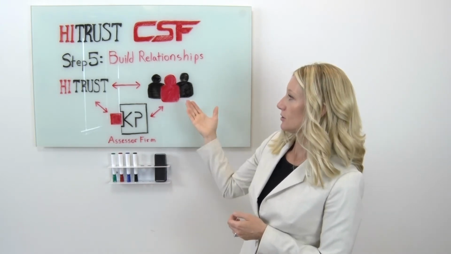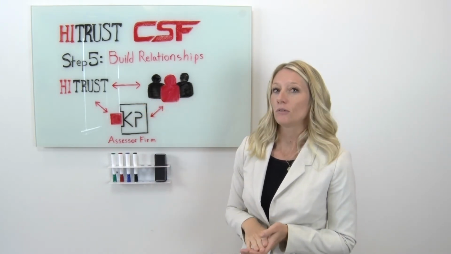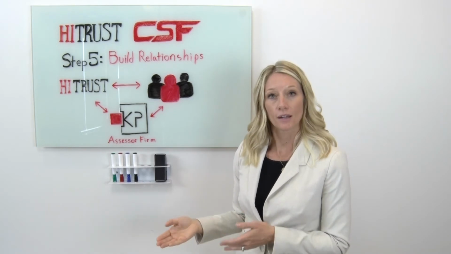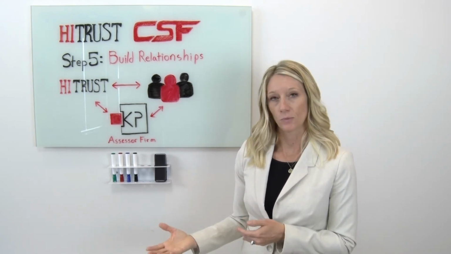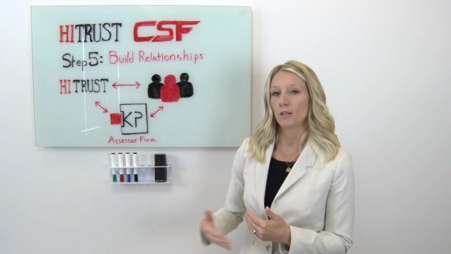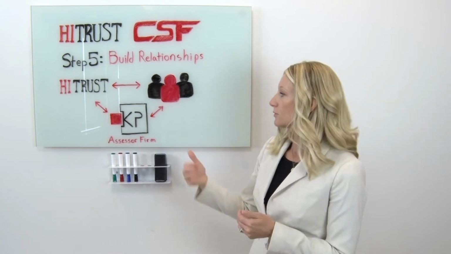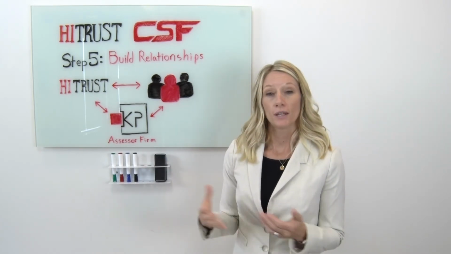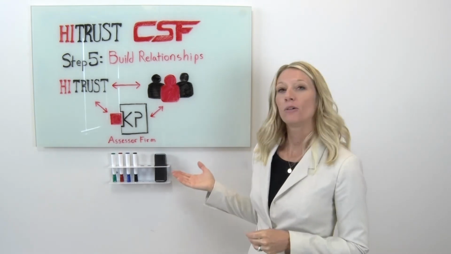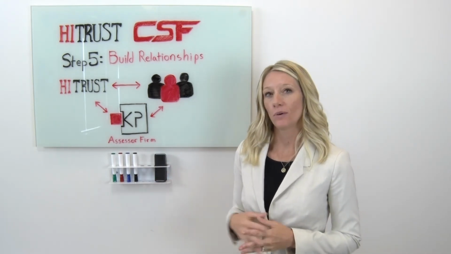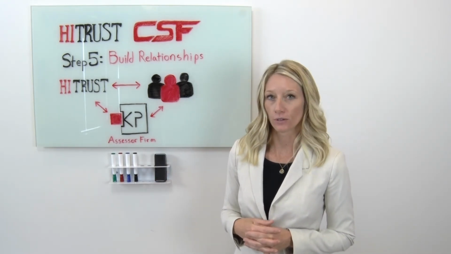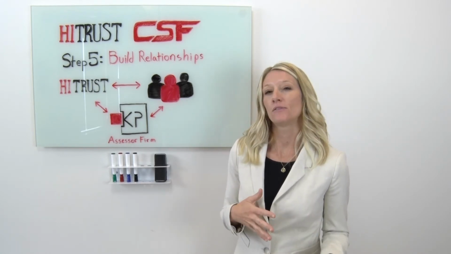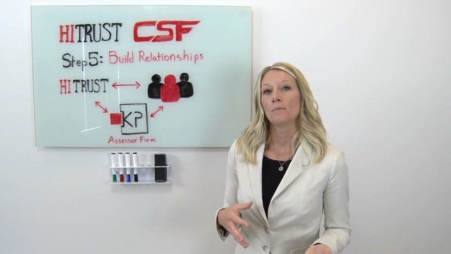So establishing a relationship directly with HITRUST to get you on track with your self-assessment or get signed up for your validated assessment is something you want to plan ahead of time to make sure that you're going to meet your deadline. Also involving your assessor firm when that's reasonable for you. So if you need help with any of the steps 1 through 4, you may want to consider involving your assessor firm early.